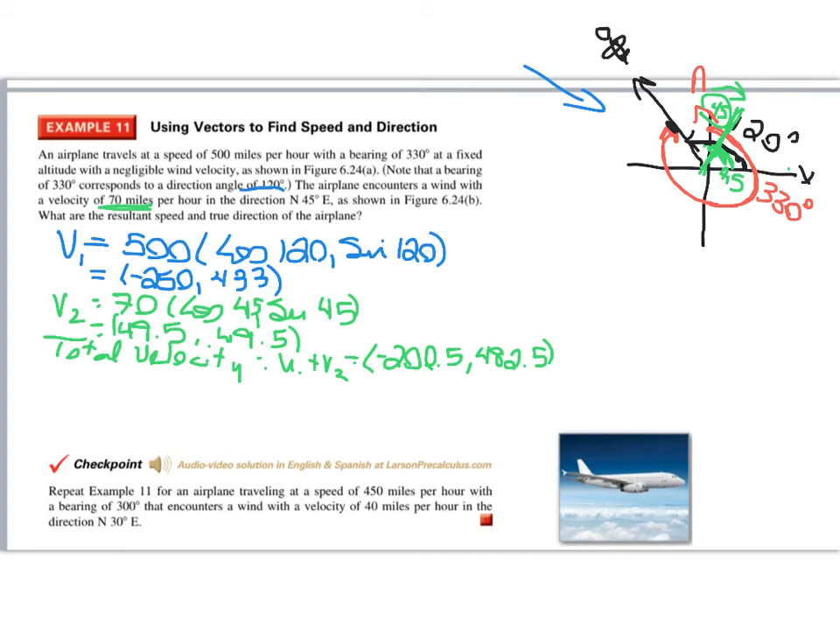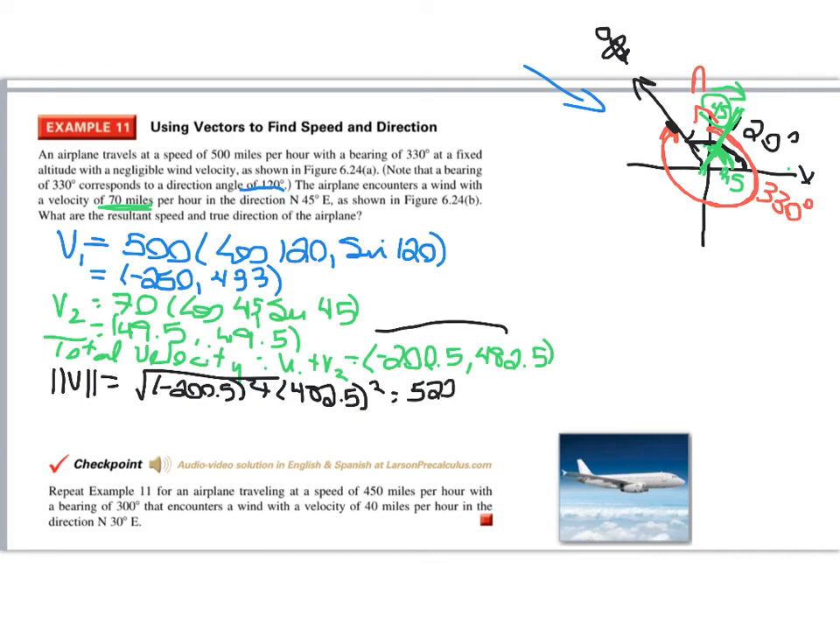So we're going to go back to here, and we're going to do the magnitude of this right here. So the square root of negative 200.5 squared plus 482.5 squared. So therefore our magnitude is going to be 522.5 miles per hour. There's our first answer.